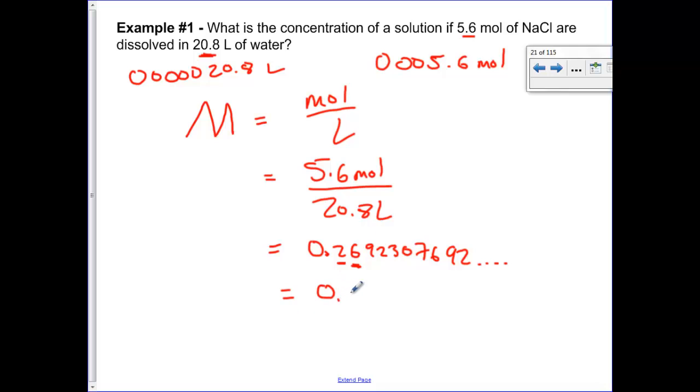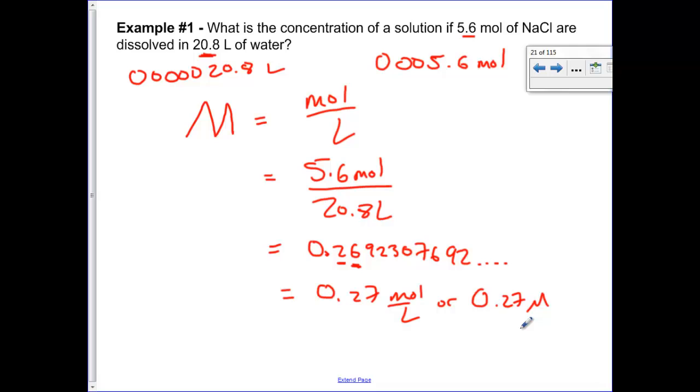So the answer we're going to go with is 0.27 moles per liter. Or if you want to, it's valid to write it as 0.27 capital M. And that's that numerical ranking based on how concentrated, not strong, but yes, strong, how concentrated a solution is. Does that make sense?